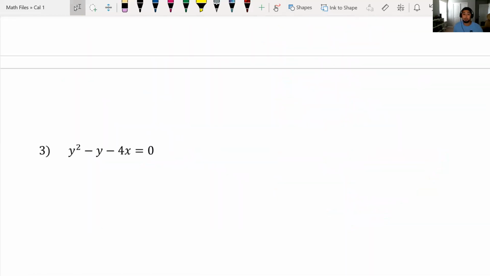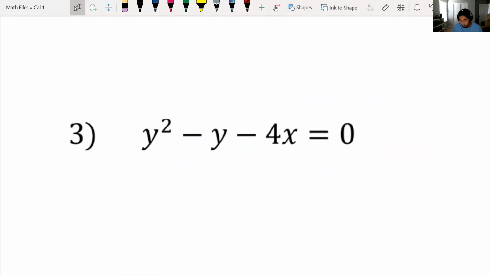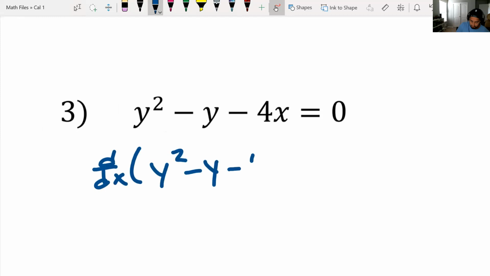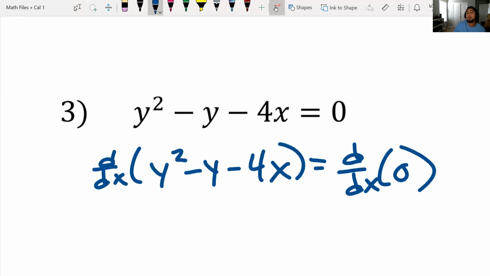All right. 3. This one, you definitely can't solve for y. There's no possible way to do it. So we're doing implicit. We don't care about solving for y. We only care about solving for y prime. So take the implicit derivative with respect to x on both sides, like we did on the last two. I won't prove anything else anymore. Let's now just practice doing implicit derivatives.